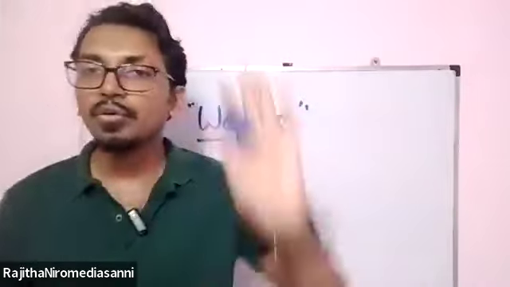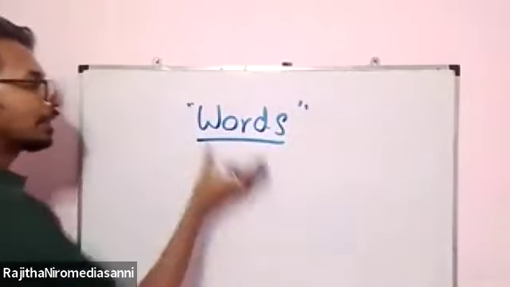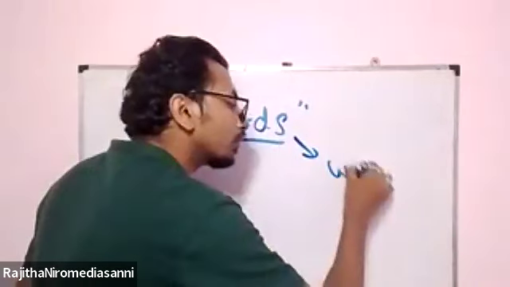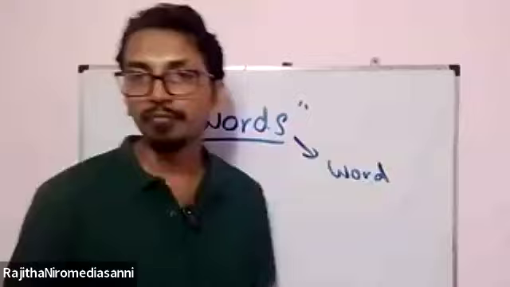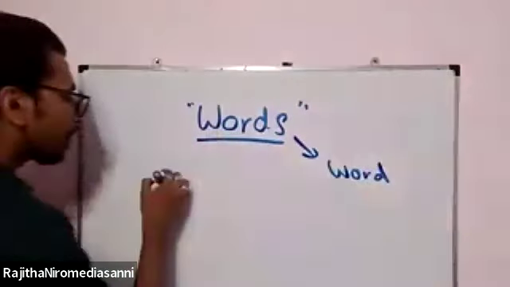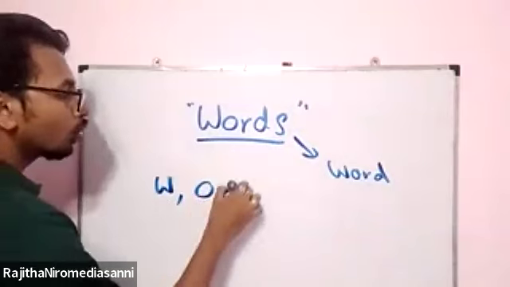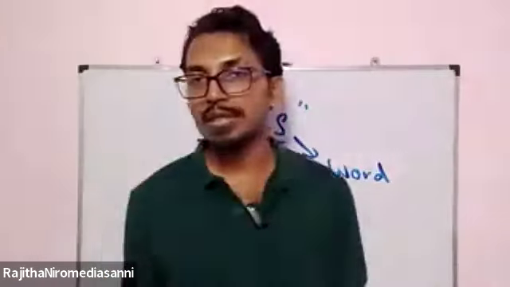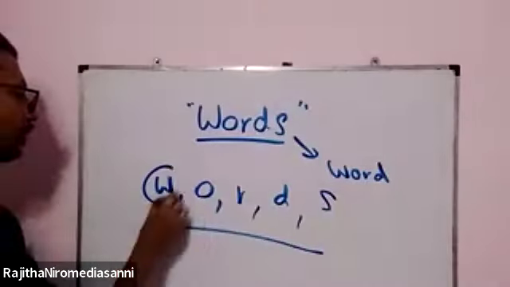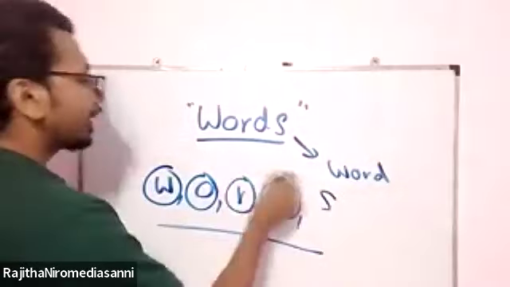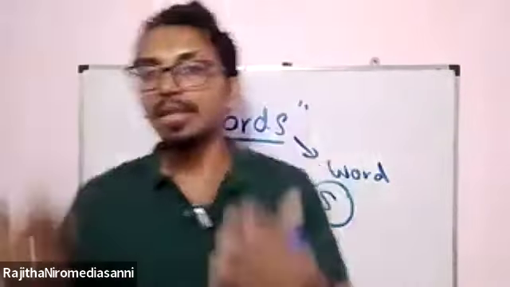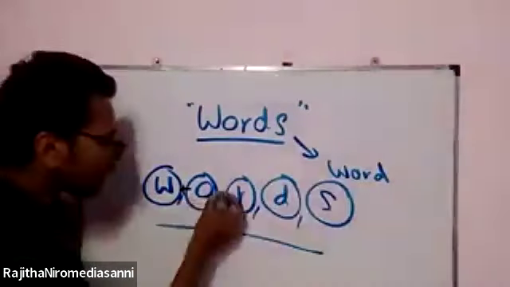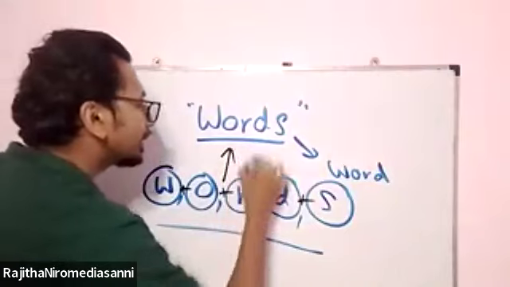Without symbols, there are only words. These words also are a word. But think about W O R D S. Separately, there is no idea. Separately W, separately O, separately R, separately D, separately S. Separately, there is no idea. But when all these things are connected together, we can see a word.